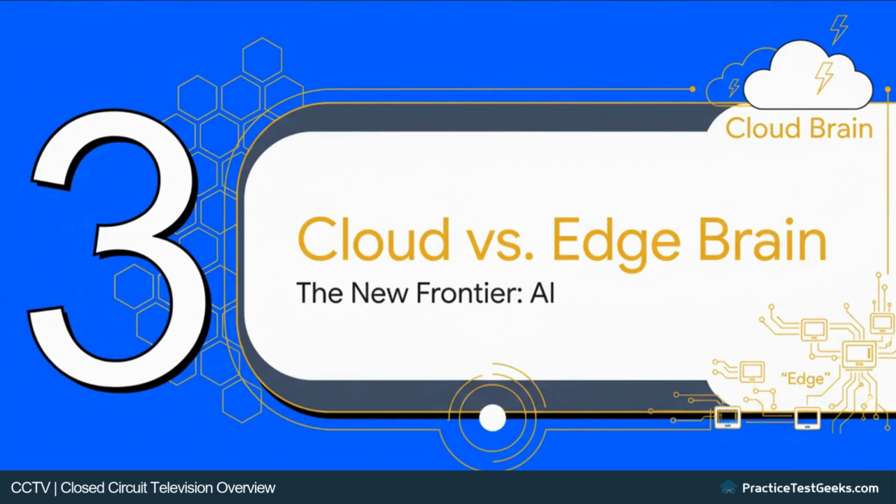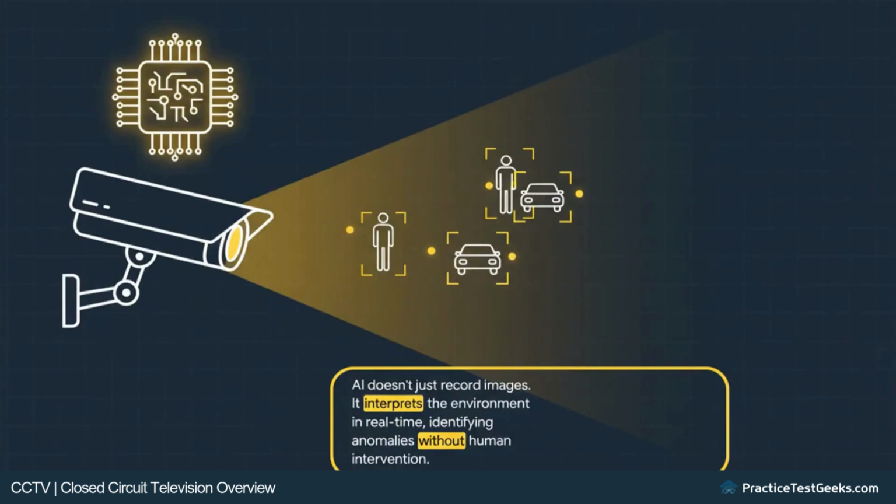All right, now for the next big revolution, and this one is happening right now. It's all about AI. And this has created a whole new super critical question. When you're designing a system, where does the brain live? Do you put it in some massive centralized cloud, or do you put it right on the camera itself, out at the edge?